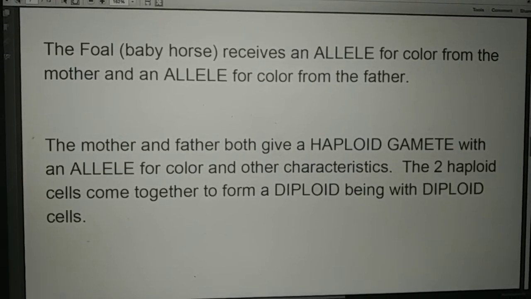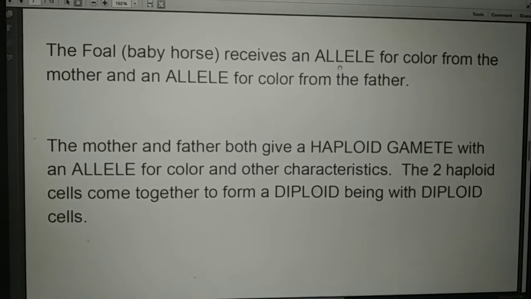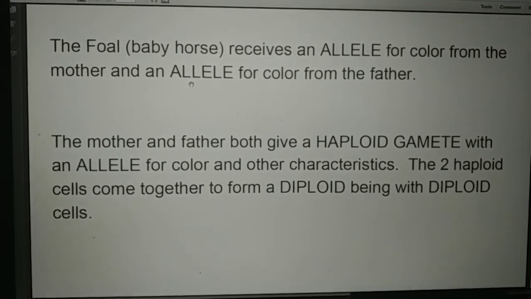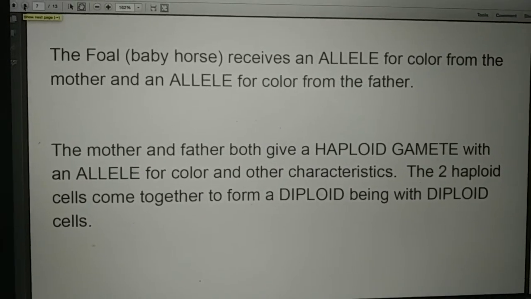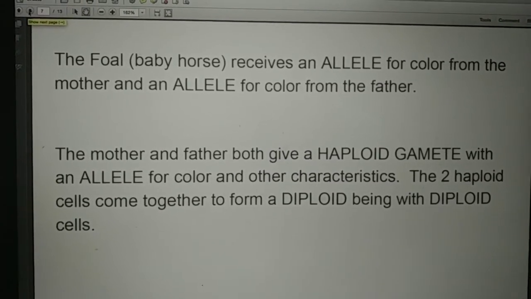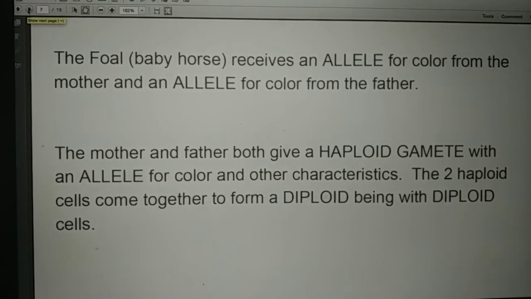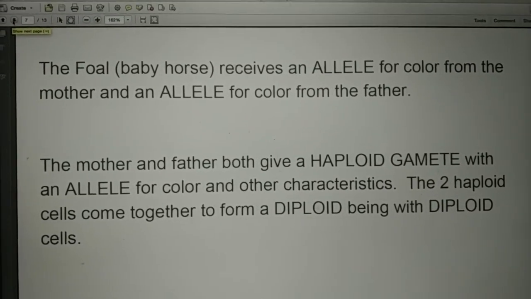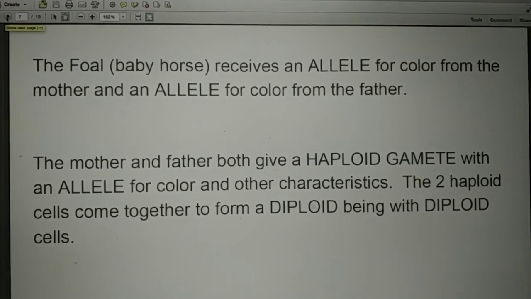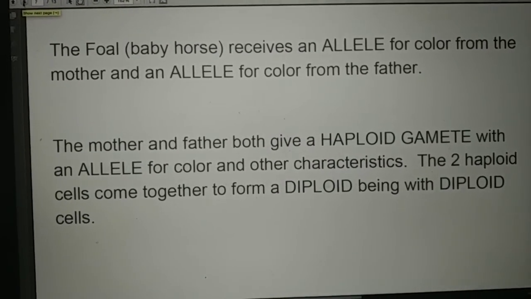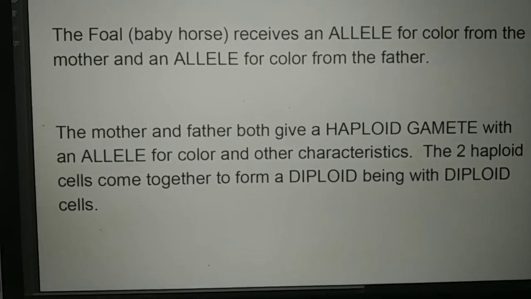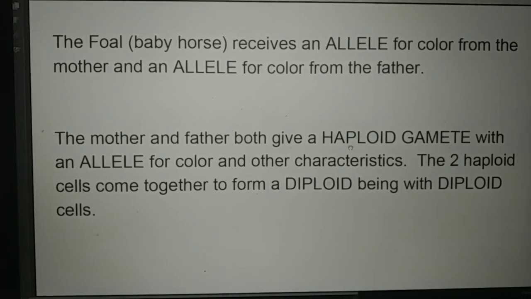The baby, the foal, receives an allele for the color from the mother and an allele for color from the father. So what is an allele? An allele is basically a characteristic, and it's in a certain place on our chromosomes. On the horse chromosomes, there's a specific spot for color, and the mother and the father each give one of those alleles for the baby to know what color it's going to be. So the mother and the father give a haploid gamete.